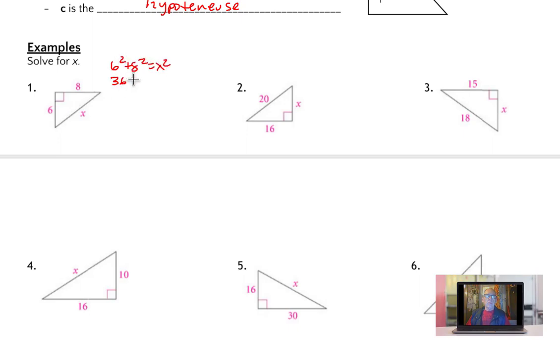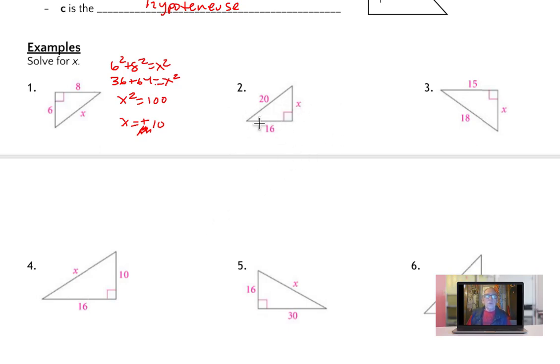6 squared is 36. 8 squared is 64. Equal to x squared. Flip it around. X squared is equal to 100. X is going to be plus and minus 10. But now we're dealing with distances, so we're really just taking the principal square root, which is 10.